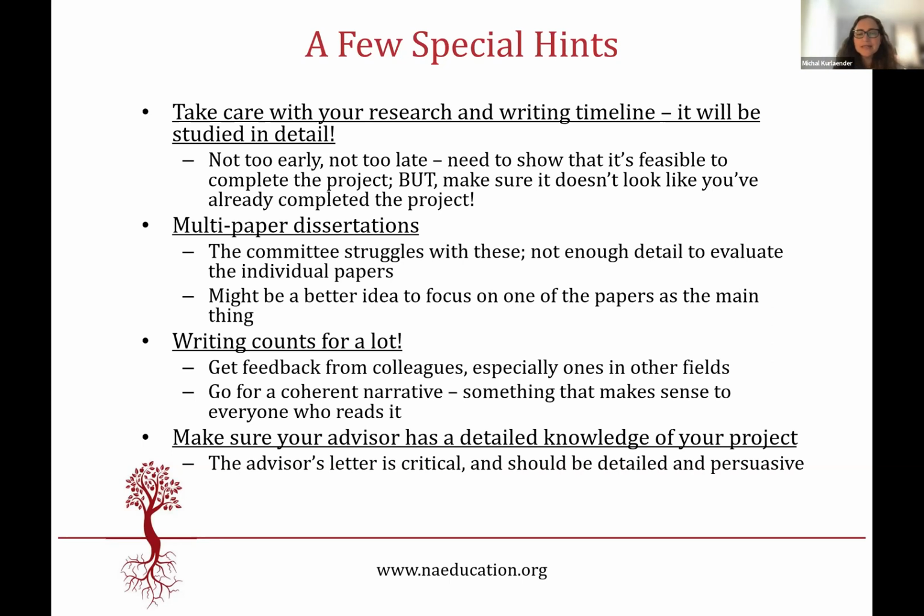A final really important piece that's already come up is your letter writers. A strong letter, when possible, includes information about your project, not just about you, like "they were my TA and they're friendly and they're wonderful and they have great promise." There's much specificity about the project that you're engaged in and why your advisor believes it will advance the field, which carries a lot of weight.